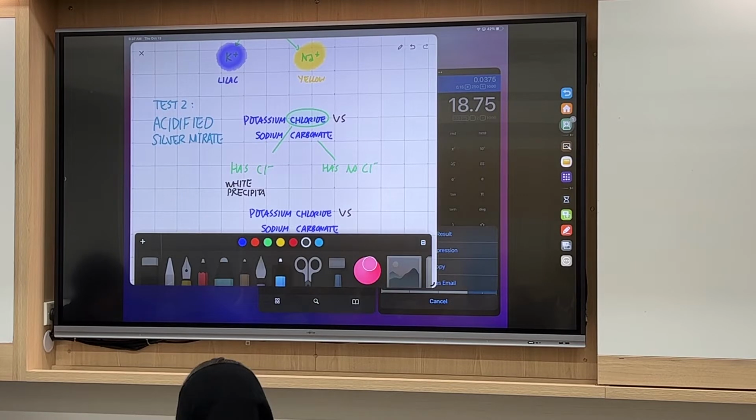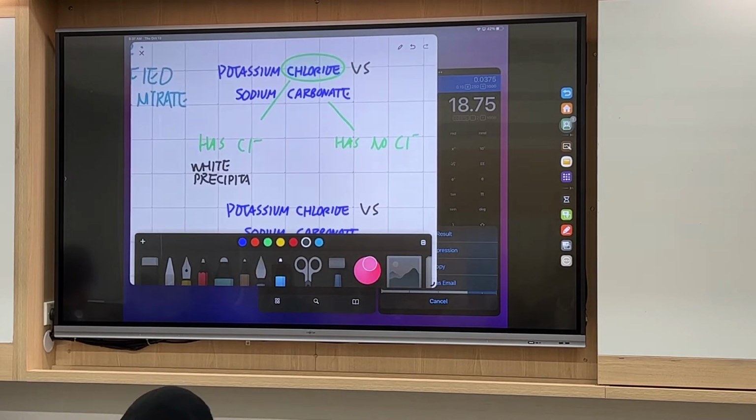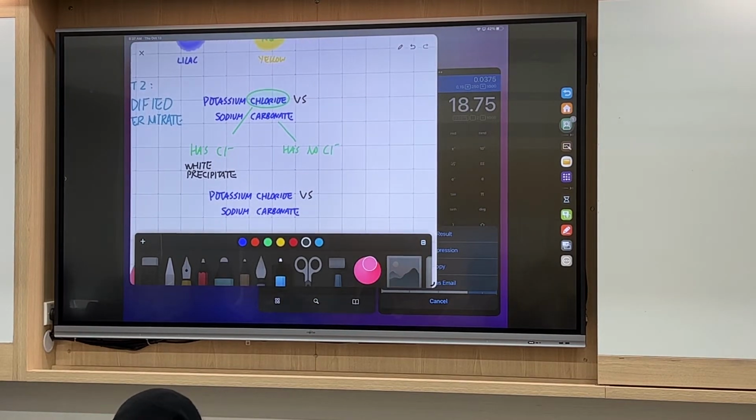Can you take out the notebook? After so many lessons and you still do not have a notebook. So white precipitate.